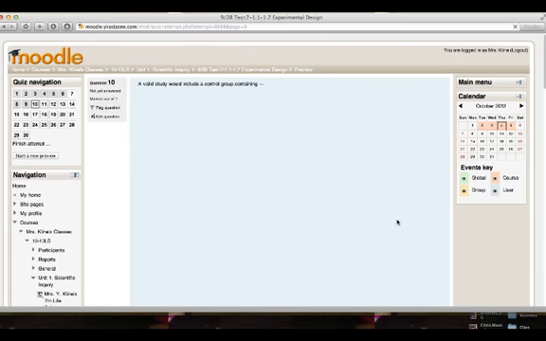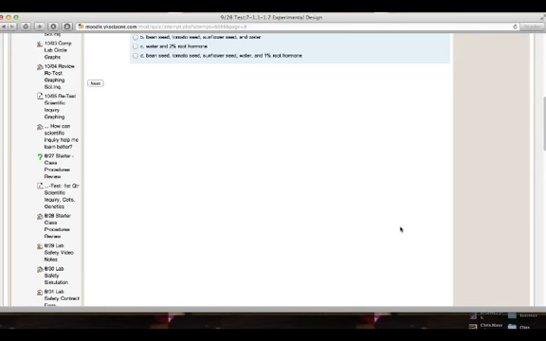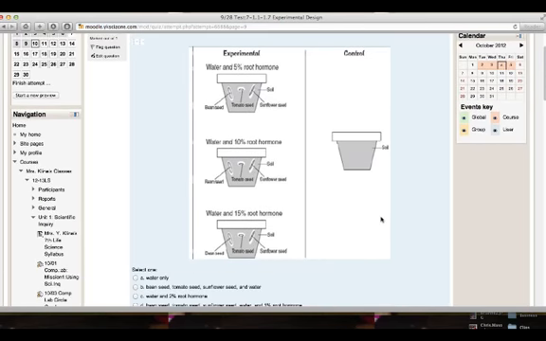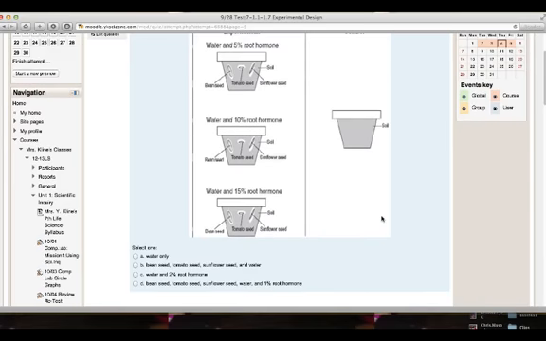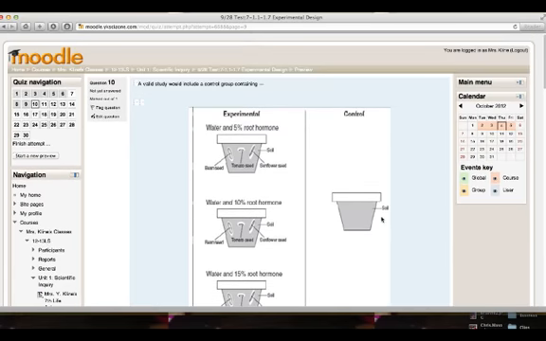Okay, a valid study would include a control group containing, okay, here's a picture, it's coming up, it's loading. Okay, this is a picture. Now, some of the kids did not have this picture show up on their test, so this wasn't counted against them, but this might come up on another test. So it says here, a valid study would include a control group containing what?